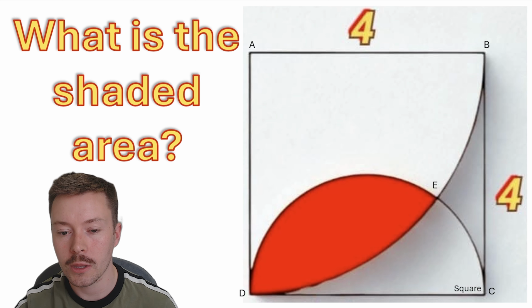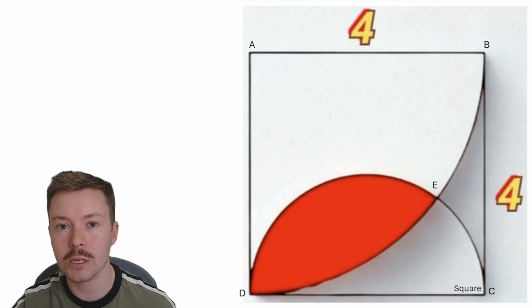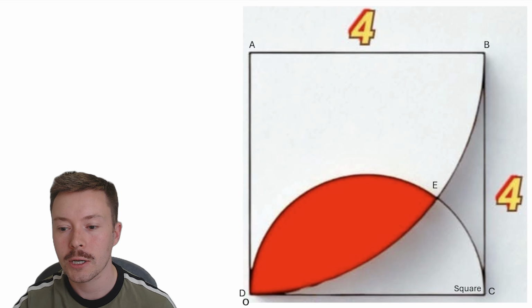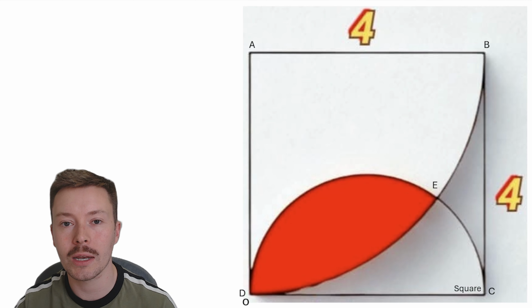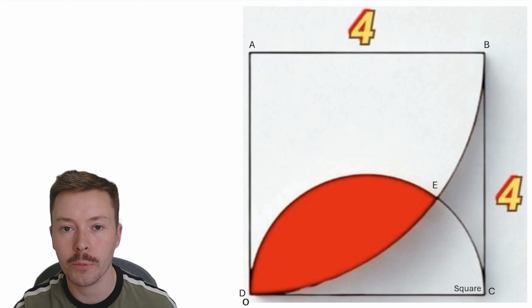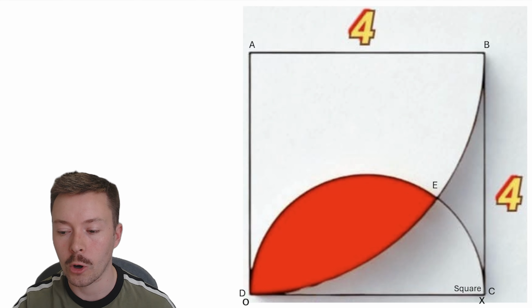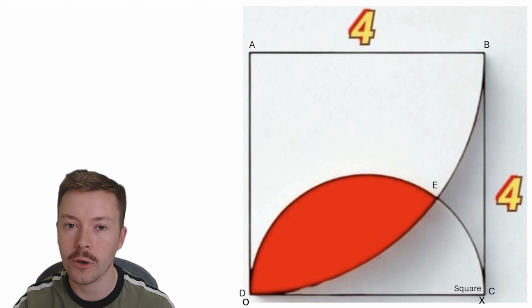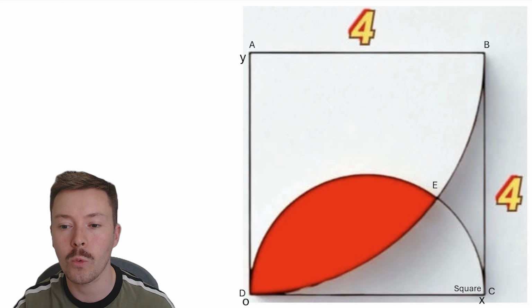Okay, so the first thing that I wanted to do with this problem is to start to label it as if it is an X and Y axis. You can see there I've put an O at D, for origin, I've put X near C for X axis and the Y near A for Y axis.